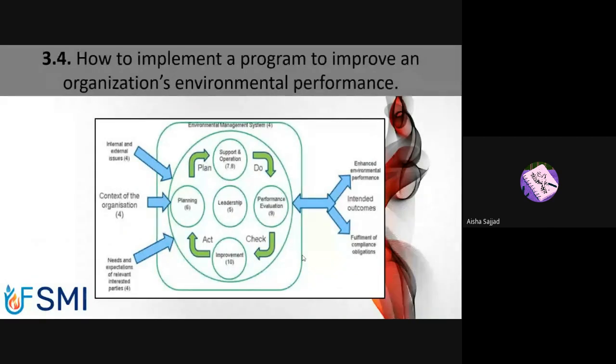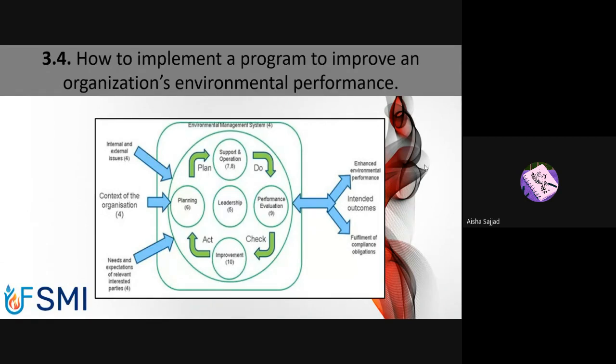3.4 talks about how, after the program has been chosen, that program can be implemented. This is the stage where we need to implement. So it is basically a gist of the last two slides. After having identified our interested parties, after overcoming internal and external issues, after having a very proper environmental management system, we need to move on to enhanced environmental performance.